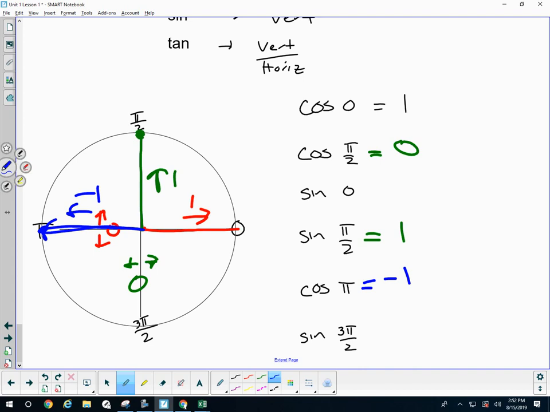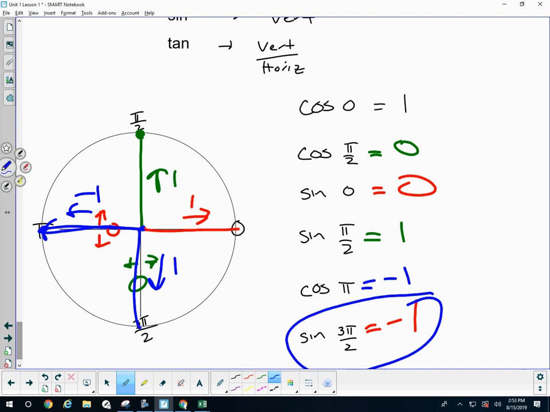I don't have this memorized. I think about it. What's the sine of 0? I don't go up or down at all to get here. I just go to the right 1. I do not go up or down. Sine of 3 pi over 2, negative 1. What's the cosine of 3 pi over 2? Everybody? Why? Because you don't go left or right at all.